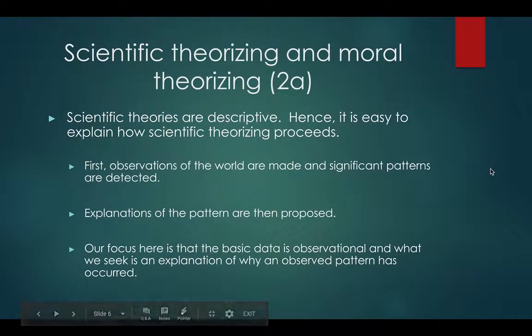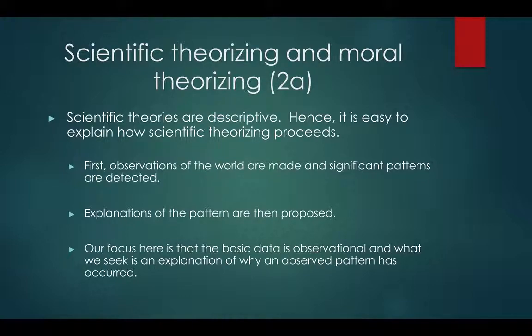Okay, so as we transition into question 2, what we're doing is describing moral theorizing, the development of moral theories, the systematizing of our moral judgments in order to bring more clarity. We're comparing that to scientific theorizing as a kind of analogy to shed light on how it works. Okay, so scientific theories are descriptive, or by that I mean they're explaining descriptive facts, just how the world is.